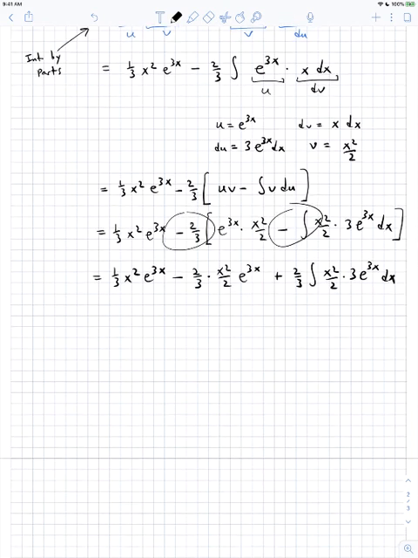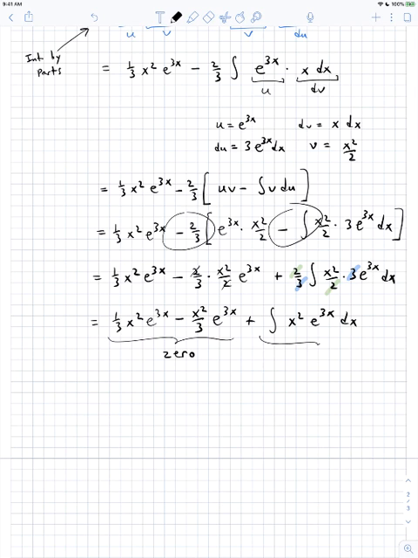Well, the first thing to notice is that 2 is going to cancel with that 2. So you're going to have 1/3 x squared e to the 3x minus x squared over 3 e to the 3x plus, well, this 2, that 2 cancels with that 2, and this 3 cancels with that 3, and what are we left with? The integral of x squared e to the 3x dx. These two terms are the same, so they cancel, giving you 0. And this is the integral we started with. So it's the integral from the start.